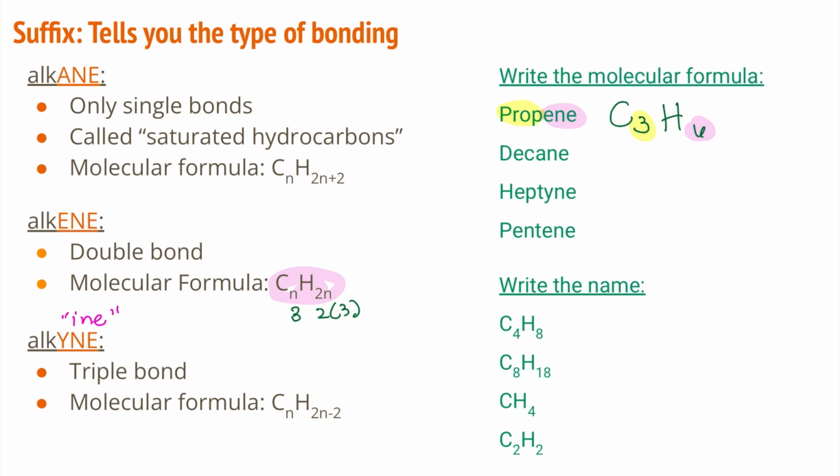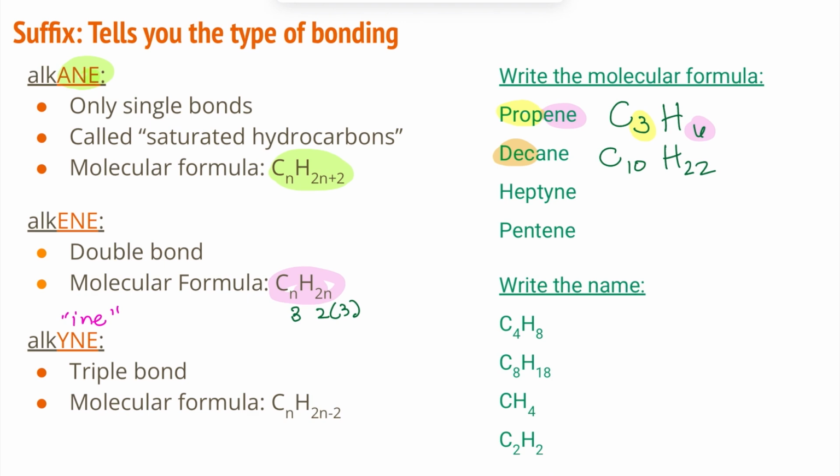Decane, that prefix dec means 10. So that again is from our formula sheet. So that means we're going to have C10. Ane means that all of those are connected with only single bonds. And so that relationship is going to be that our hydrogens is going to be 2N, so 2 times 10, which is 20, plus 2. So this is going to be C10H22. If you want, go ahead and try the next couple on your own.